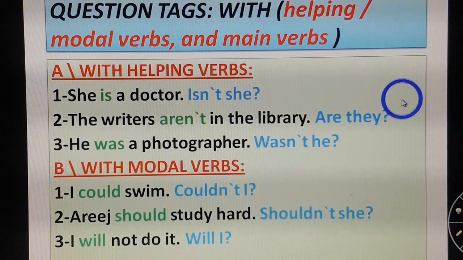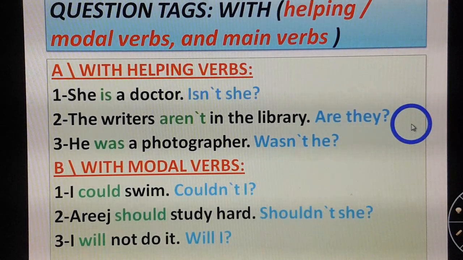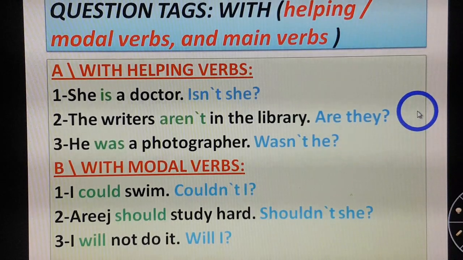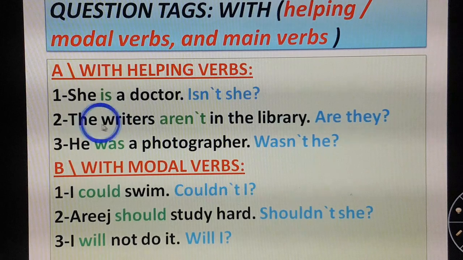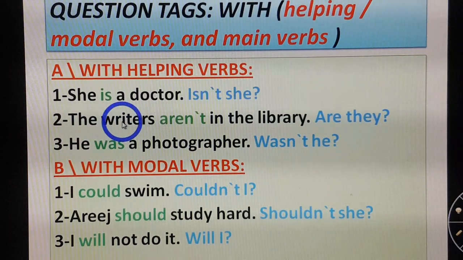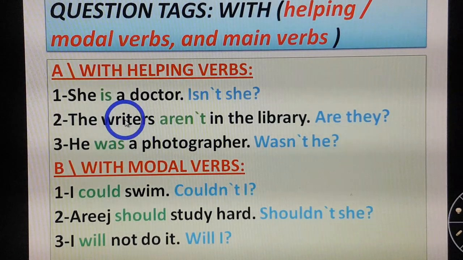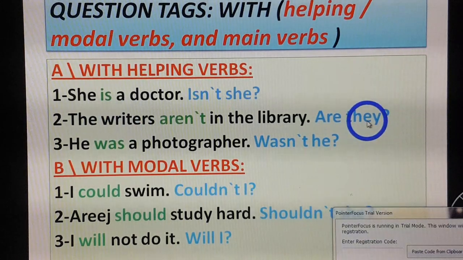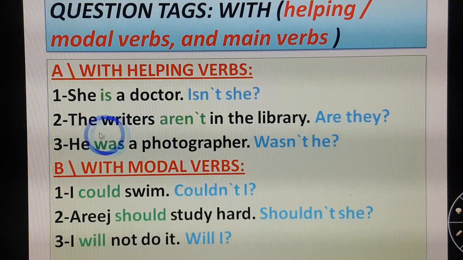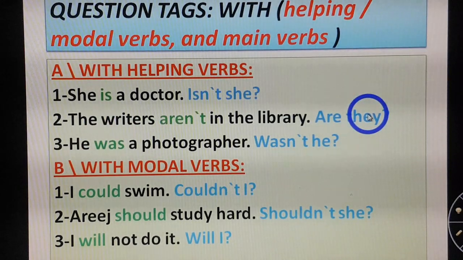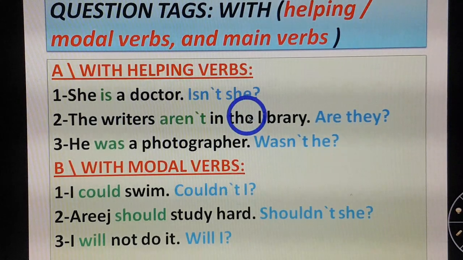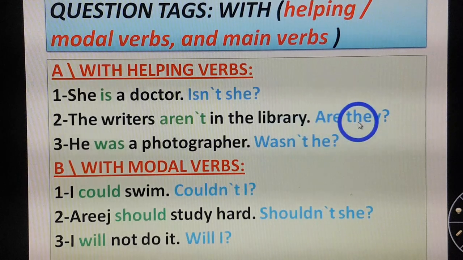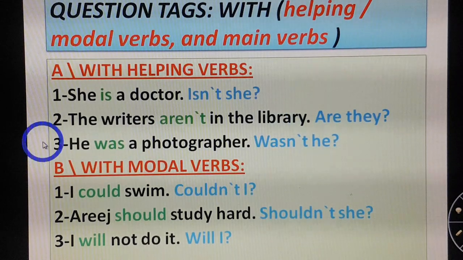If the subject comes as a name, all you have to do is to change the name into pronouns. This is very important. يعني هنا يقول لك إذا كان الفاعل عندك اسم مثل writers, students, teachers, أحمد, أمل, whatever، لازم تحول الأسماء إلى pronouns. يعني لاحظ هنا writers قلنا they. Okay, so the writers aren't in the library, are they? الكتاب ليسوا في المكتبة، ليس كذلك، are they. Look at number three.